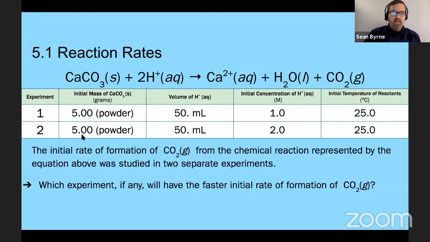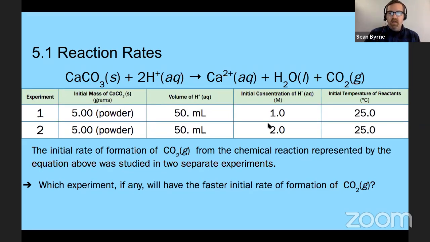We have the same mass and they're in the same format of one of the reactants. We have the same volume of the other reactant. Here our concentrations are different, so that says to me maybe that's going to be the key to what I'm looking at, but let's just make sure. Oh, yep, and our temperature stays the same.